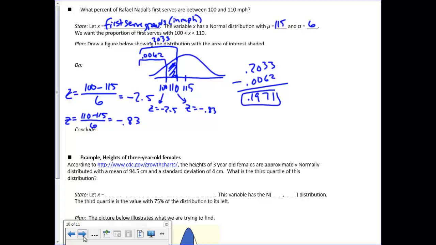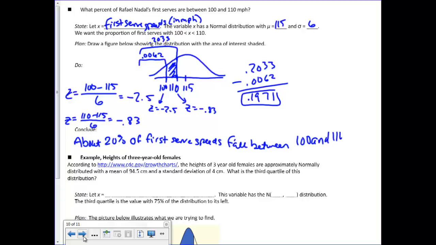So draw your conclusion. What do we know? If this is 0.1971, that's about 20%. So we can say about 20% of first serve speeds fall between 100 and 110 miles per hour. You can try the next one on your own, or I'll kind of talk you through it too. If you got it, go for it.